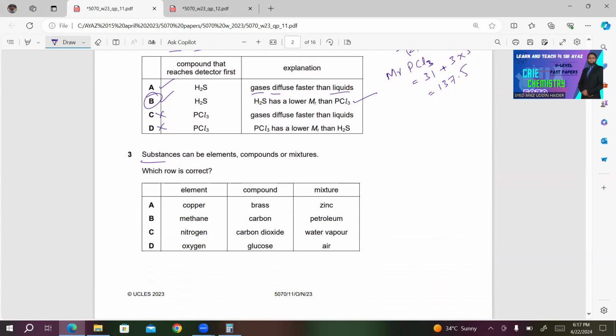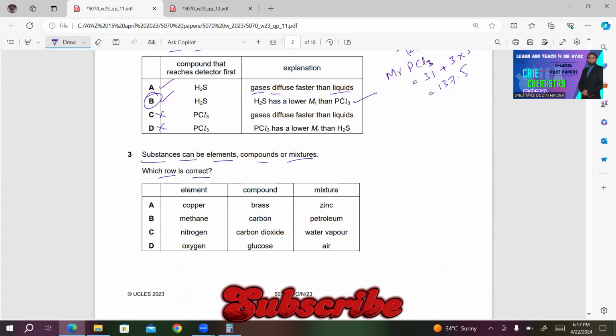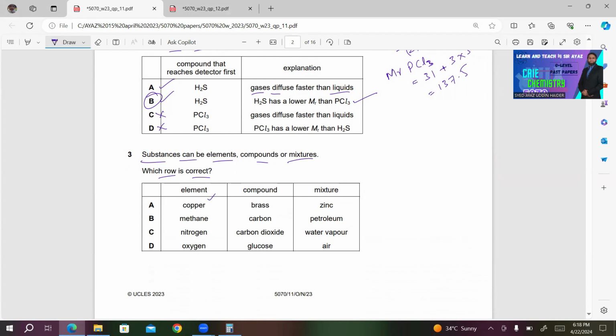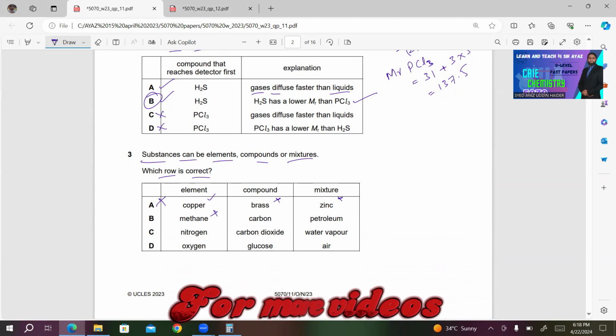3. Substances can be elements, compounds, or mixtures. Which row is correct? Now in A, we have copper as element, which is correct. Brass as compound. This is incorrect. Zinc is mixture. This is incorrect. So A is incorrect. B, element methane. This is incorrect. So no need to read the other options. You can save your time in this way.